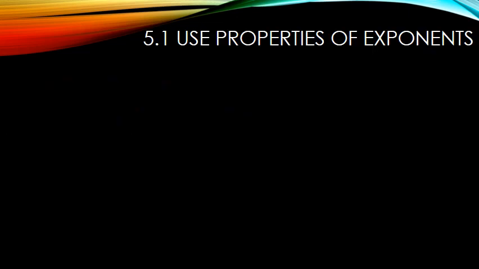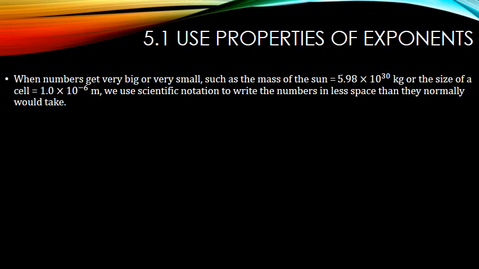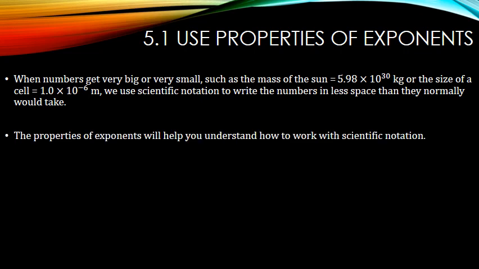Lesson 5.1 Use Properties of Exponents. When numbers get very big or small, such as the mass of the sun, which is 5.98 times 10 to the 30 kilograms, or the size of a cell, we use scientific notation to write the numbers in less space than they would normally take. Properties of exponents will help you understand how to work with scientific notation.